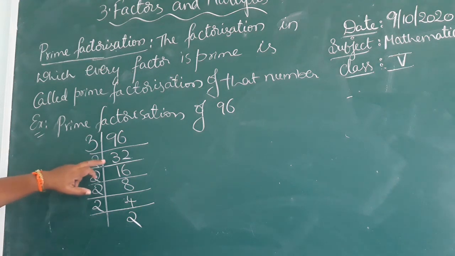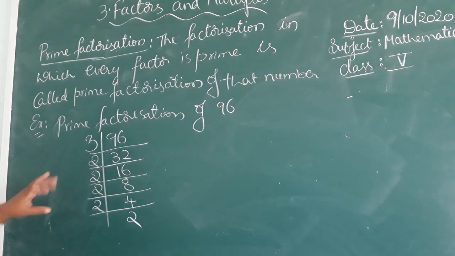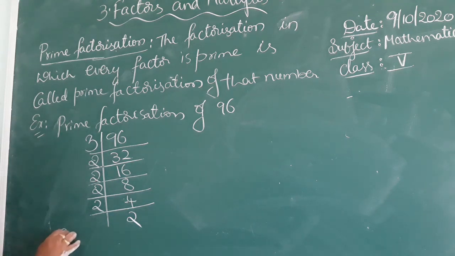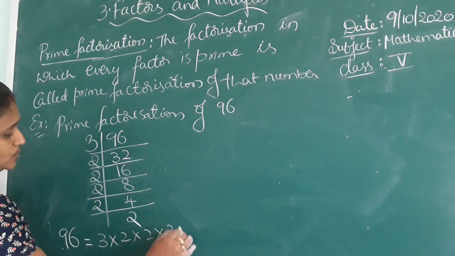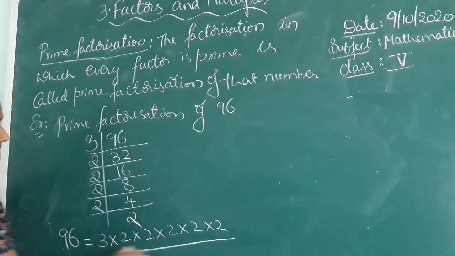Can we do 4 8s like that? No, it's not. Now you have to choose only the prime factors to find the factorization. So what is the prime factorization of 96? You have to write 3 into 2 into 2 into 2 into 2 into 2. This is the prime factorization of 96.